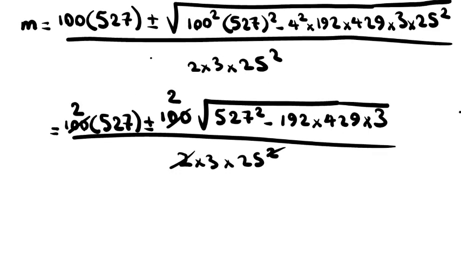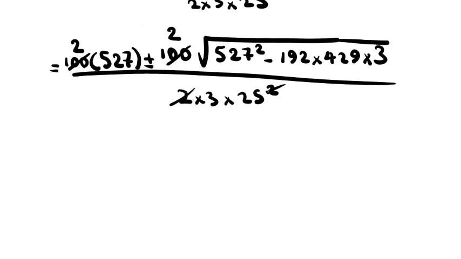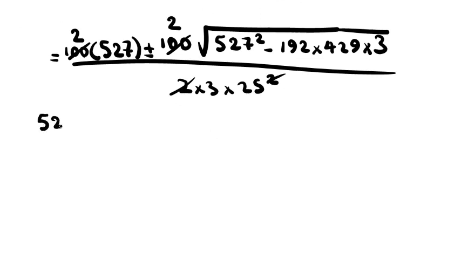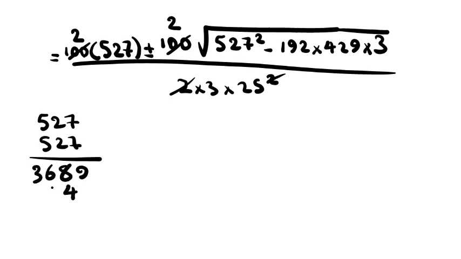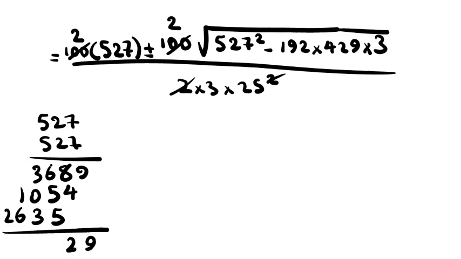We calculate 527 squared. It will be 527 times 527, 7 times 7, 49. We have 4. 1, 36. It's 5, 10, 35, 13, 26. It will be 9, 12, and 7, 7, 7, 2.